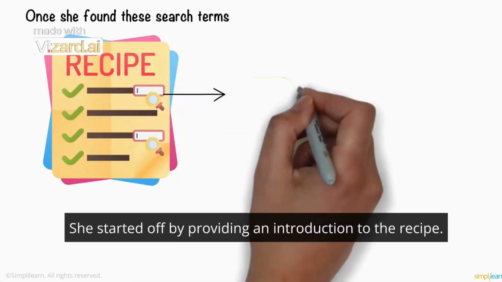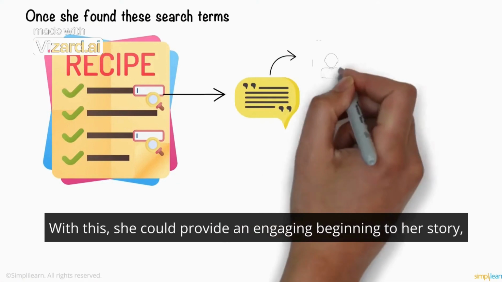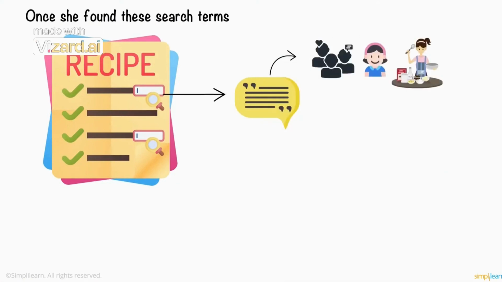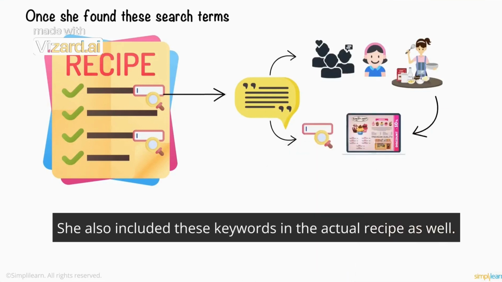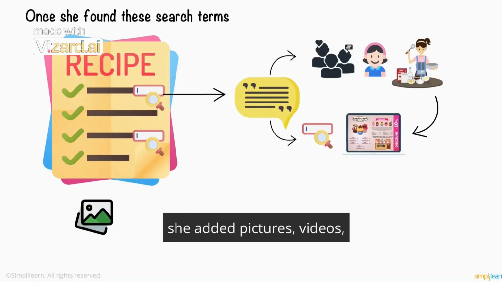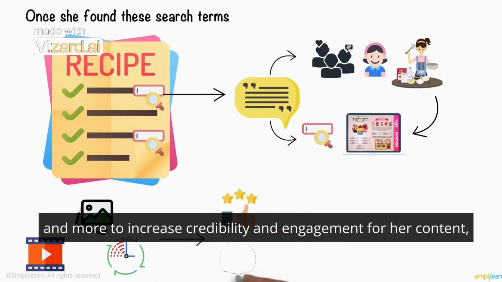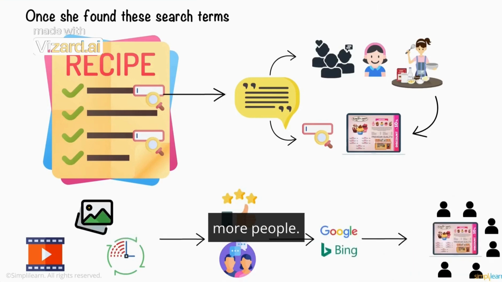She started off by providing an introduction to the recipe. With this, she could provide an engaging beginning to her story, like how the dish reminded her of her childhood, and enabled her to naturally include the search terms into the blog. She also included these keywords in the actual recipe as well. Additionally, she added pictures, videos, time-lapses, and more to increase credibility and engagement for her content and subsequently persuading search engines to show her content to more people.